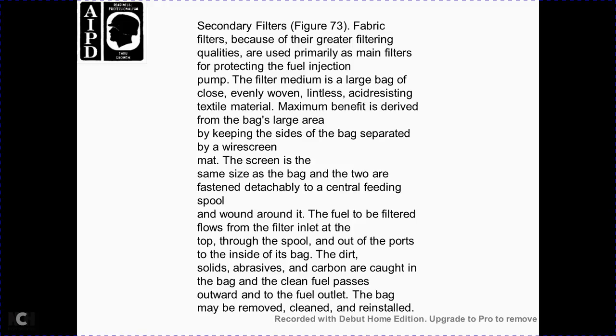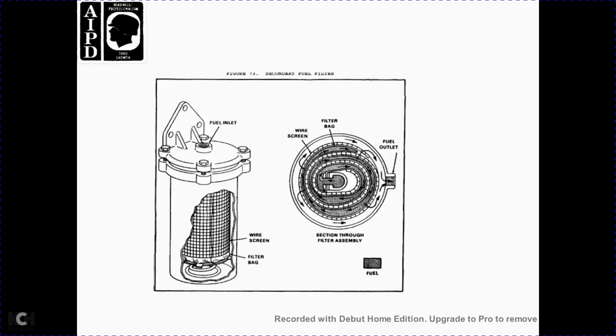The screen is on the same side of the bag, with a detachable central feeding spool wound around. The fuel to be filtered flows from the filter inlet at the top through the spool, out of the ports inside the bag, where solid abrasive and carbon are cut in the bag, and clean fuel passes to the outward fuel outlet. The bag may be removed, cleaned, and reinstalled. Figure 73, the secondary fuel filter: fuel inlet, wire screen, fuel filter bag, wire screen, filter bag, fuel outlet, section through the filter assembly.